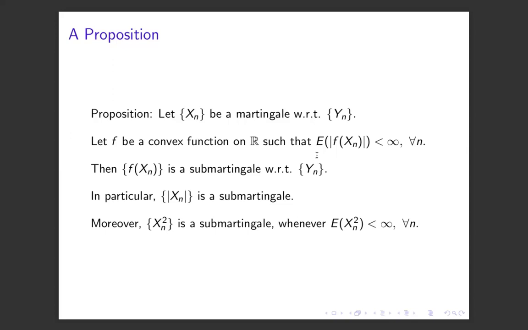Also, if Xn is already given to be square integrable, then the expectation of Xn squared exists, and it turns out that if Xn is a martingale, Xn squared is a submartingale whenever Xn is square integrable.